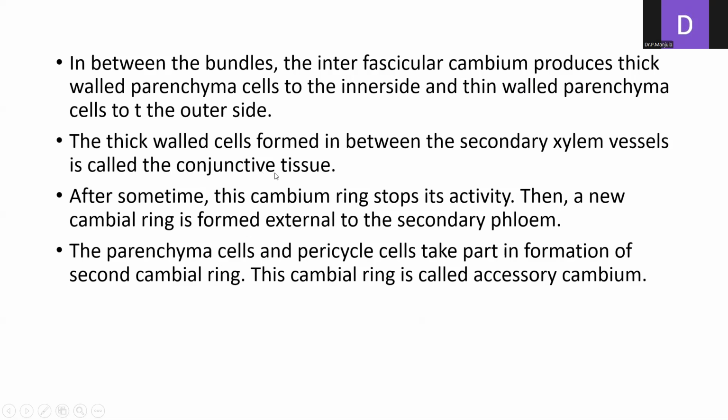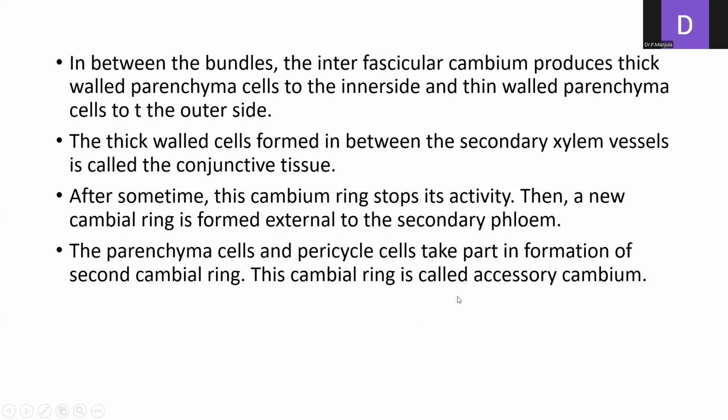After some time, this cambial ring stops its activity, and a new cambial ring is formed external to the secondary phloem. The parenchyma cells and pericycle take part in the formation of this secondary cambial ring, formed from cells outside the secondary xylem and phloem. This cambial ring is called the accessory cambium.